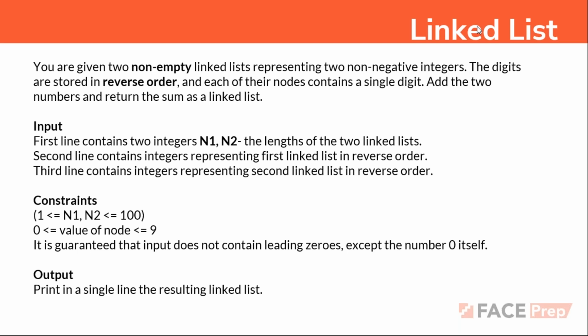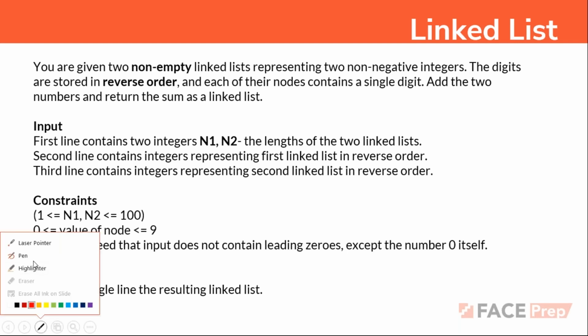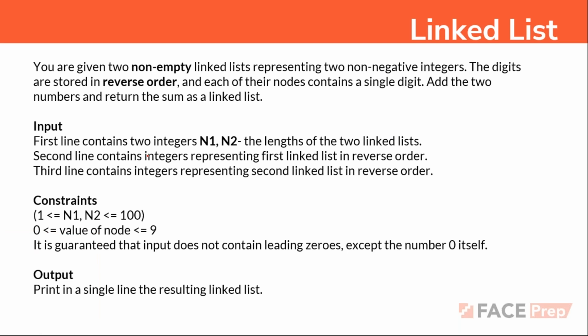Now here is a question. You are given two non-empty linked lists representing two non-negative integers, and the digits are stored in reverse order, and each of their nodes contains a single digit. Add the numbers and return the sum as a linked list. Now if you see the input, n1 and n2 represent the lengths, and the second line and third line will have the values of the first linked list and second linked list in reverse order.